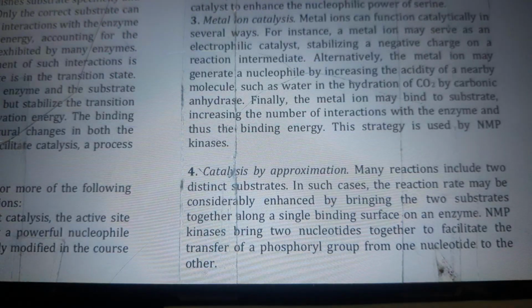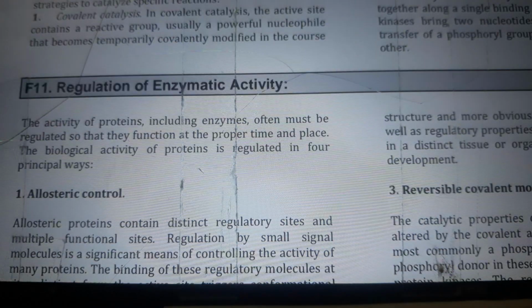And catalysis by approximation. Many reactions include two distinct substrates. In such cases, the reaction rate may be considerably enhanced by bringing the two substrates together along a single binding surface of an enzyme. NMP kinases bring two nucleotides together to facilitate the transfer of a phosphoryl group of one nucleotide. We are going on to the next topic, F11, where we deal with the regulation of enzymic activity.